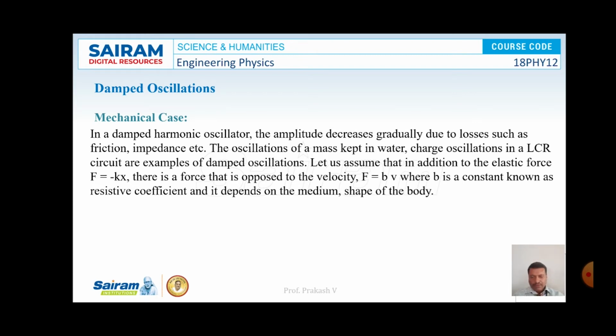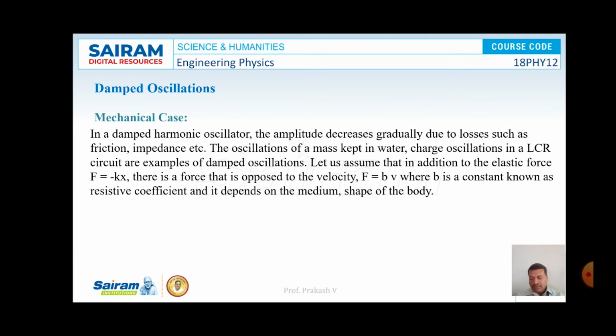Now let us consider a body of mass m executing vibrations. The resistive force is given by minus r into dx by dt, where r is the damping constant and dx by dt is the velocity of the body. But it is observed that F is equal to minus kx. The net force acting on the body is the sum of the restoring force and the resistive force, that is equal to minus r dx by dt minus kx, and we know that F is equal to m into d square x by dt square, from Newton's second law of motion.